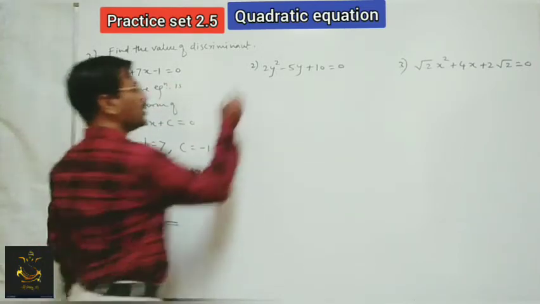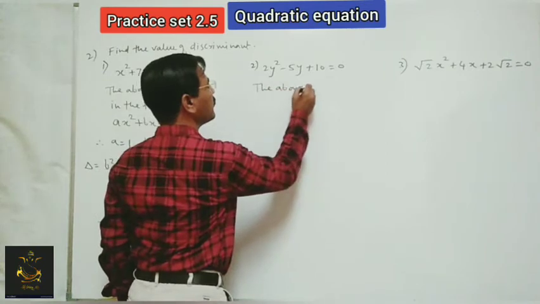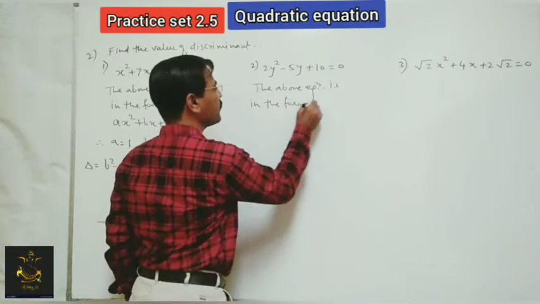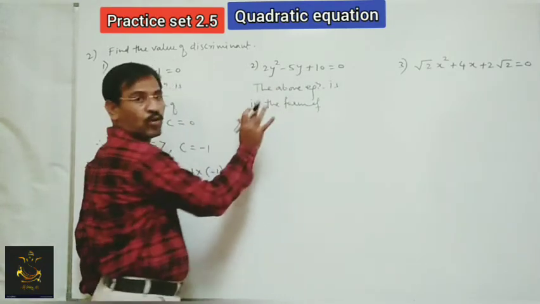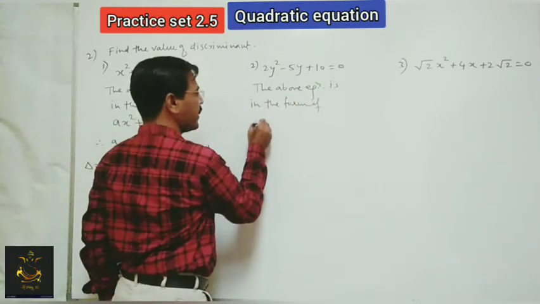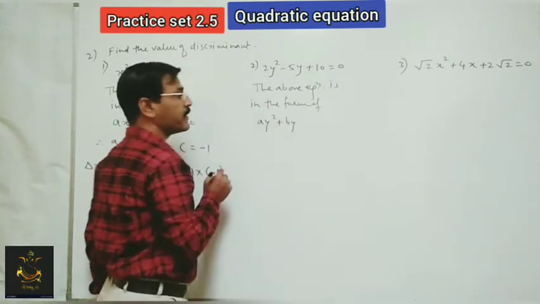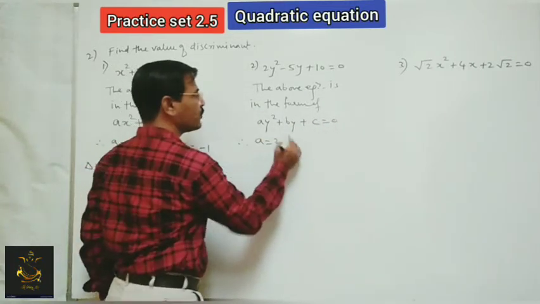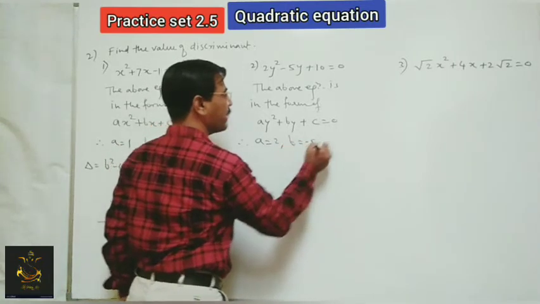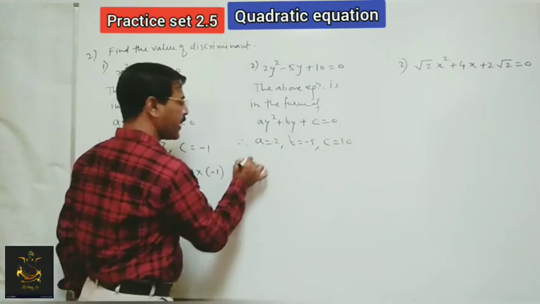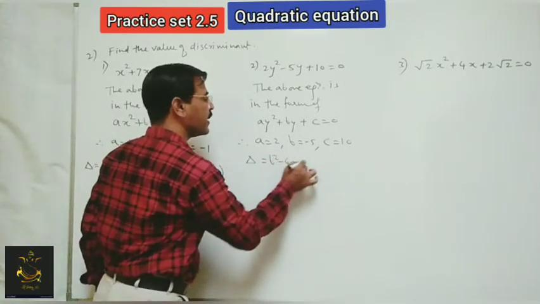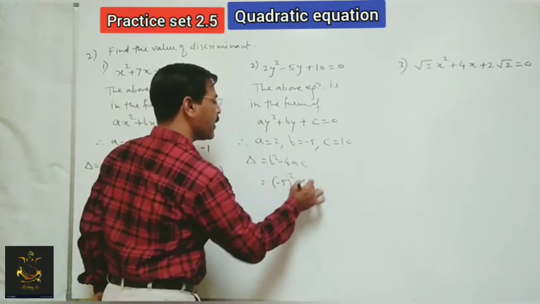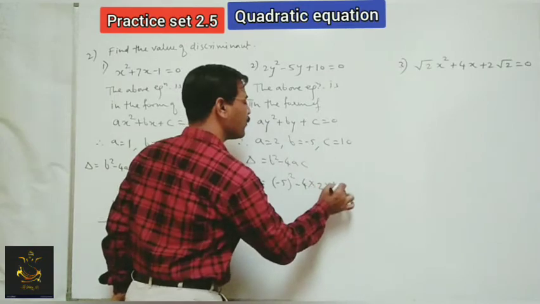Now here also, the above equation is in the form of, first check whether it is in neat form or not. Yes, it is in the form of ay square plus by plus c equal to 0, because the variable is y. Therefore, by comparing, a equal to 2, b equal to minus 5, and c is 10. Now we are going to find delta, meaning discriminant, that is b square minus 4ac. b square is minus 5 square, minus 4 into a for 2 and c for 10.